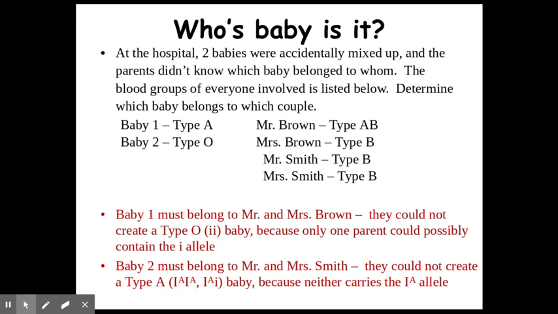So baby 1 must belong to Mr. and Mrs. Brown because the Smiths cannot create a type A baby, and only one parent could possibly contain the little i allele for type O, which would be Mrs. Brown. Baby 2 must belong to Mr. and Mrs. Smith because they cannot create a type A baby because neither of them carry the A allele.